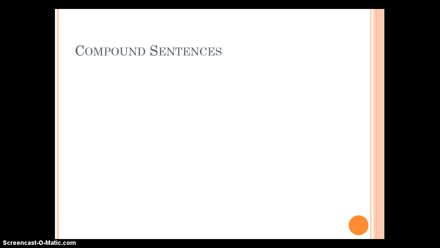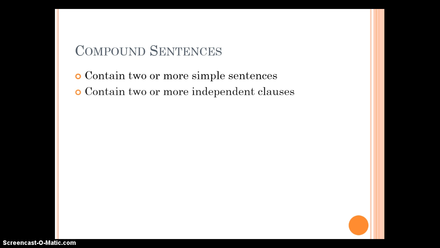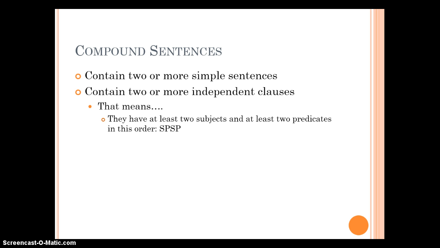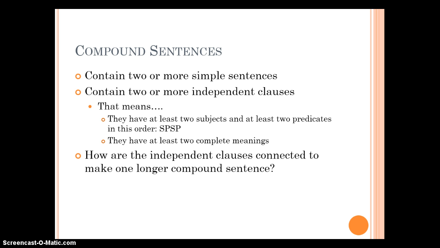The next type of sentence you need to be able to identify for the TEAS is the compound sentence. This is a sentence that is made up of two or more simple sentences. So that means there are two or more independent clauses. So there are at least two subjects and two predicates in this order: subject, predicate, subject, predicate. There are two complete meanings because there are two different sentences.